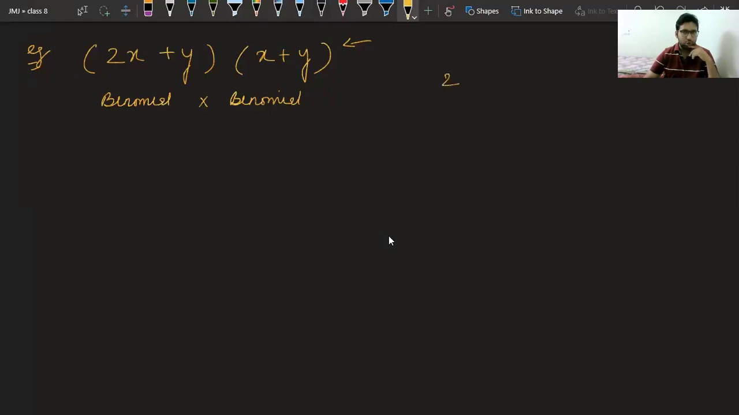Giriraj is saying 2x square plus xy square. Okay. Vardhan is saying, okay.